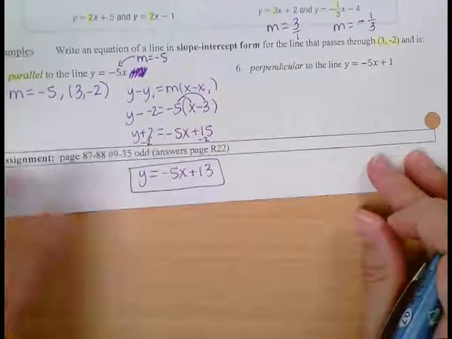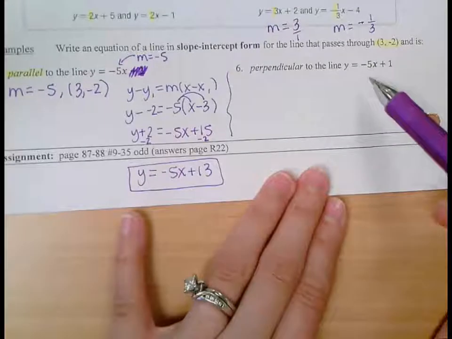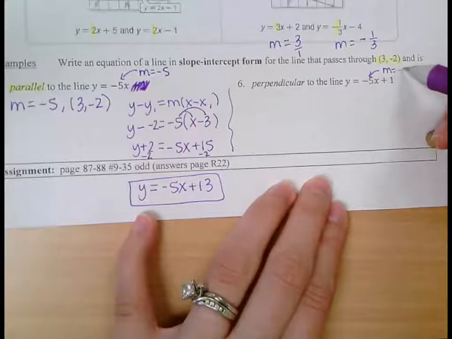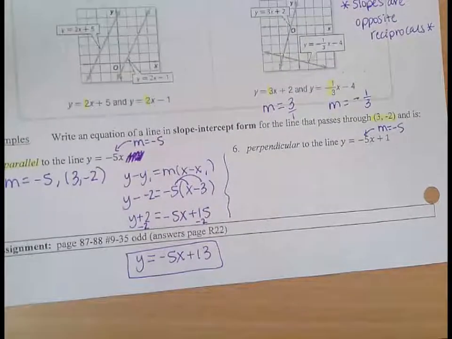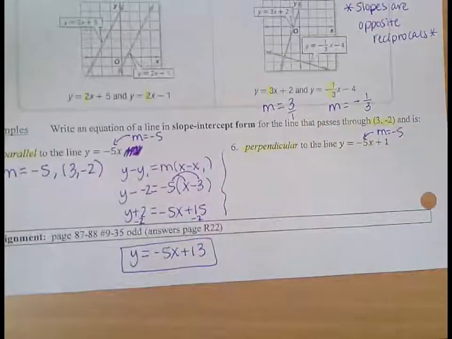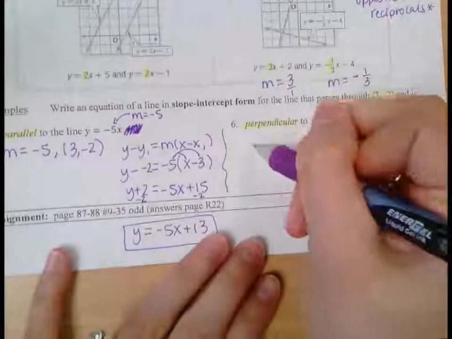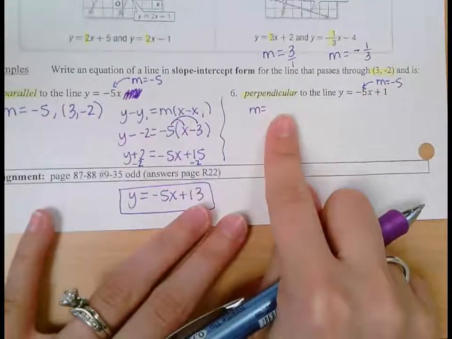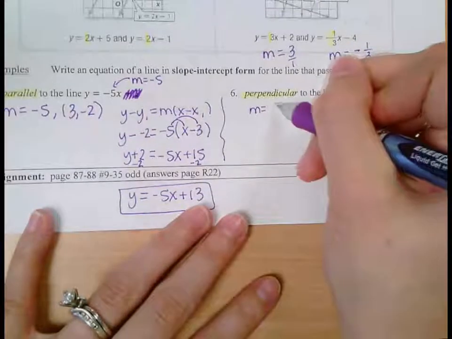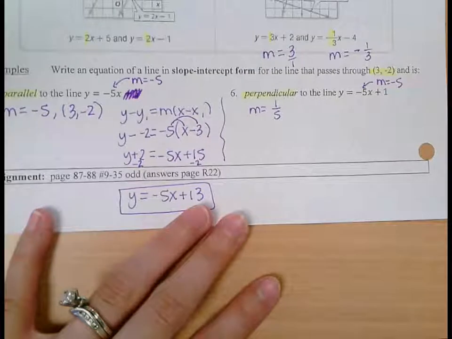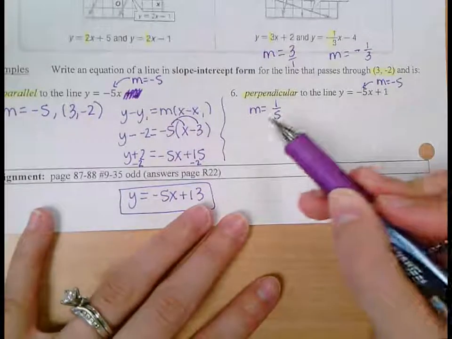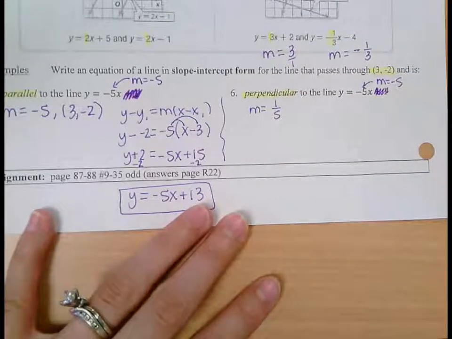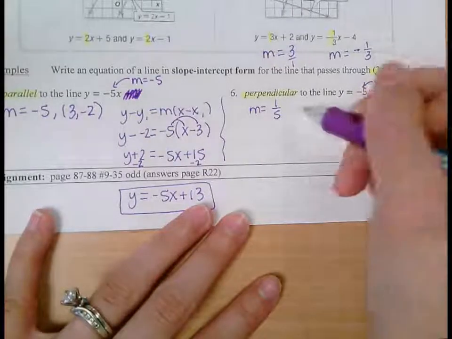All right, then perpendicular. Now 6 is perpendicular to the same line. So we had already said the slope of the line we're given is -5, but perpendicular lines don't have the same slope. They have slopes that are opposite reciprocals. So if this slope is -5, what's the opposite reciprocal of -5? Positive 1/5. So opposite, one's negative, one's positive, and then the reciprocal. So my slope is 1/5. Again, I'm not using the +1. I'm still going through the point 3, -2.